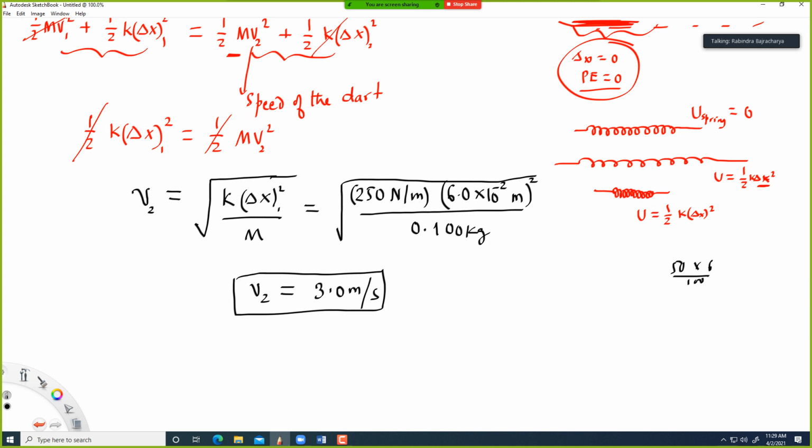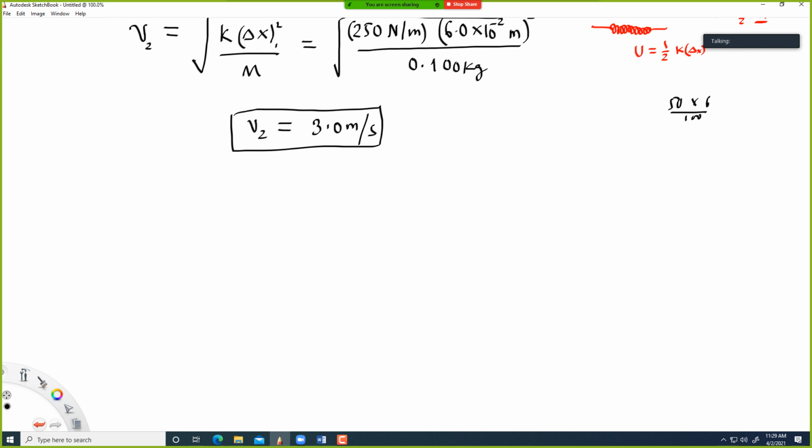Okay, now let's look at the next one. Number 3. At the county fair, Katie tries the water slide, whose shape is shown in the figure. The starting point is 9 meters above the ground.